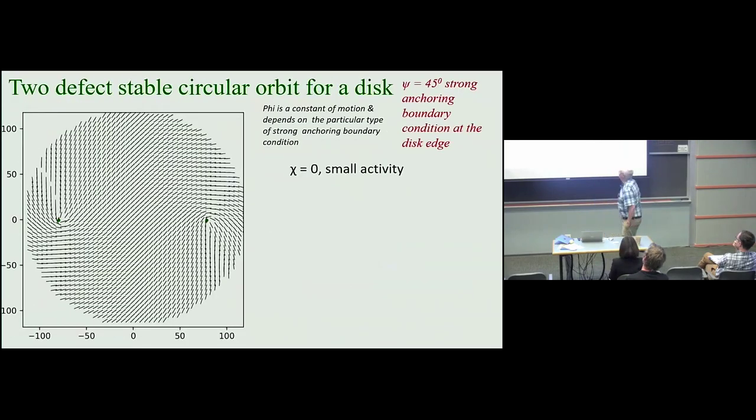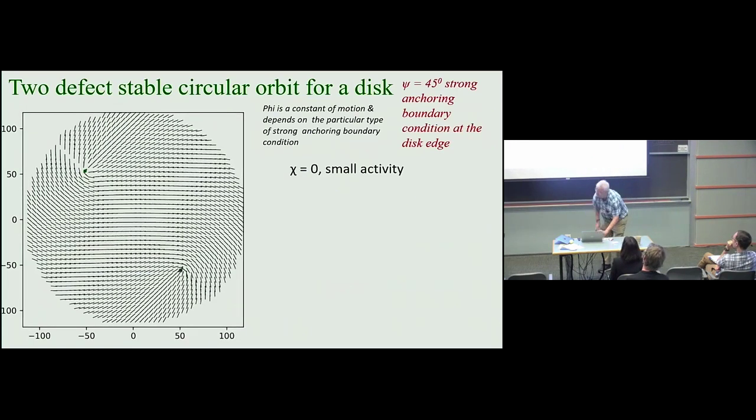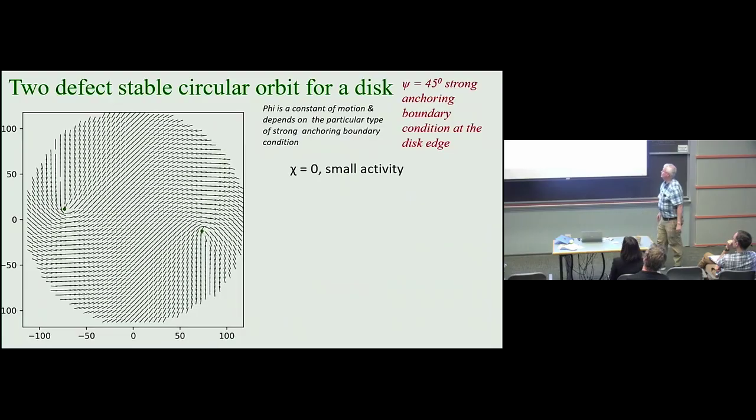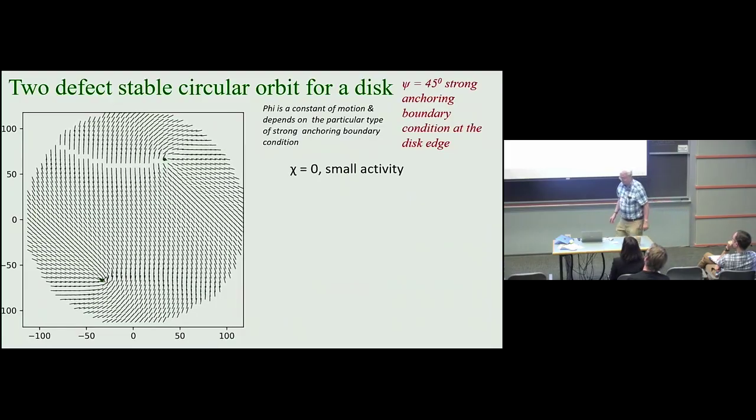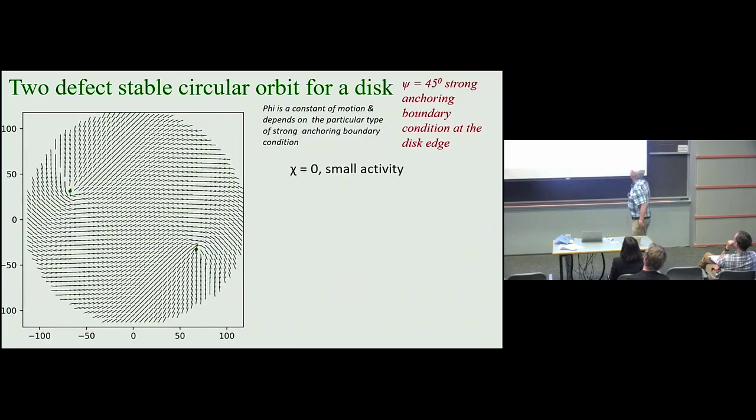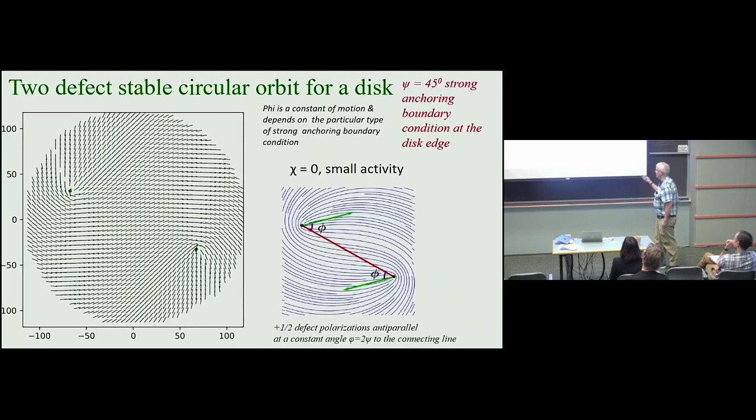But here's a very simple situation where now we have a disk. So this is starting with the disk. We have some activity, and here we have those two plus 1/2 defects. And if I run this thing, you can see they start orbiting around. They can't escape because of the boundary conditions. Here I think there was a 45-degree boundary anchoring condition at the wall. So they move around, they do interesting things, but this is just a disk.